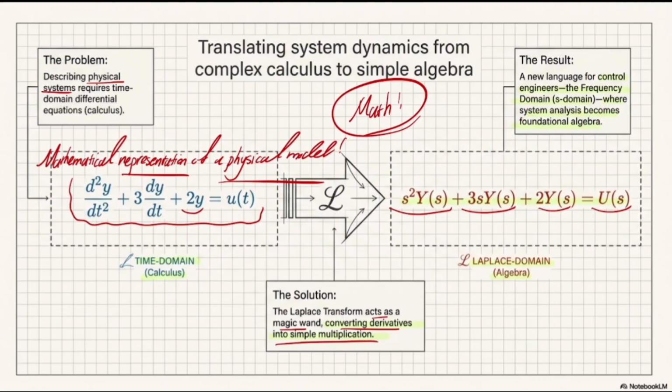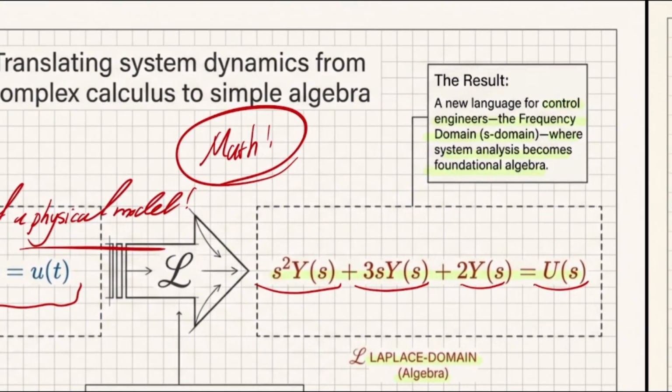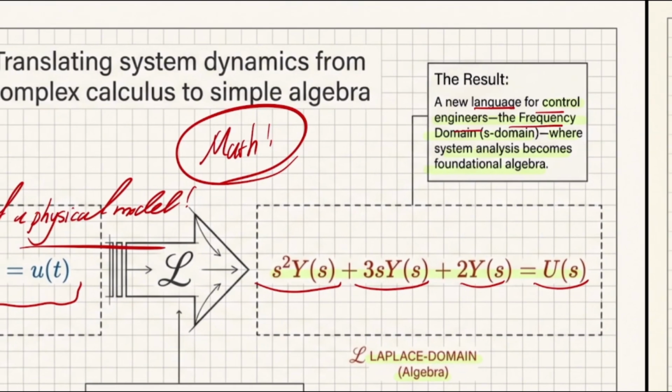Obviously, we have some definitions related to that. We are going to talk about it. So what was the issue again? The issue was that we cannot handle all of that complexity in the time domain. That's why we are going to use the Laplace transformation to move from the time domain to the frequency domain. So the new language for control engineers is going to be the frequency domain, which is called the s domain, where system analysis becomes foundational algebra.